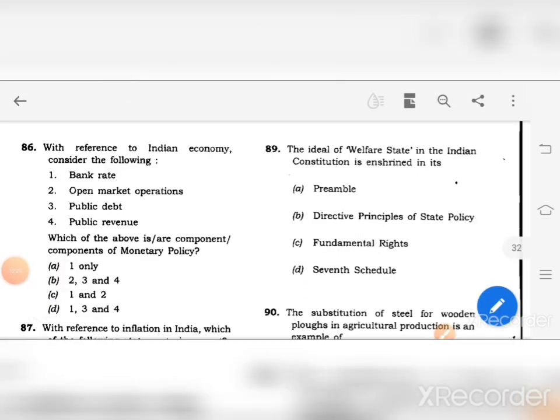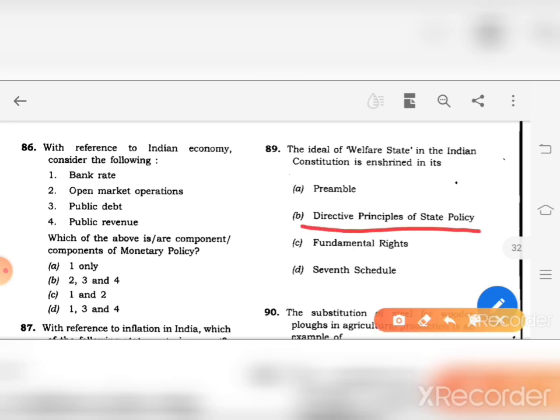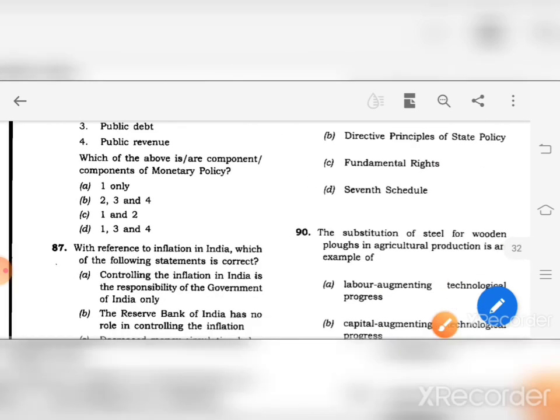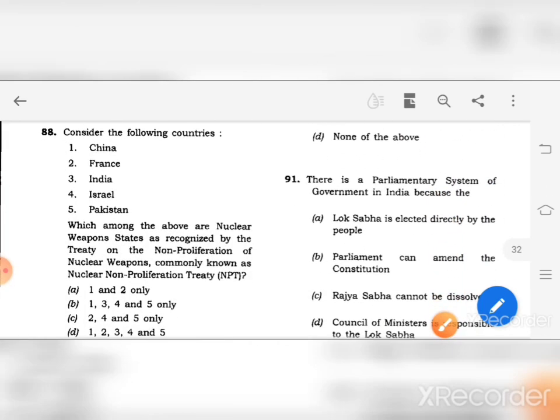The ideal of welfare state in the Indian Constitution is enshrined in its: option A, preamble; option B, directive principles of state policy; option C, fundamental rights; option D, 7th schedule. The answer for this question is, yes, I hear it right from all of you, it is directive principles of state policy. You all are right. So the next question.